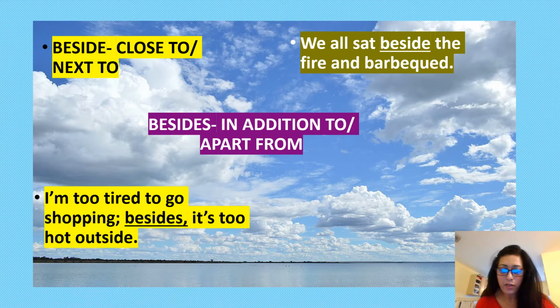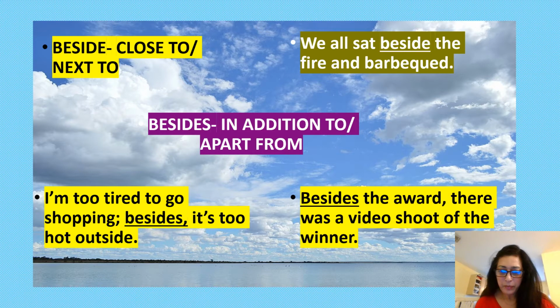Now, if you take a look at examples, I'm too tired to go shopping. Besides, it's too hot outside. So here, besides means apart from or in addition to. It does not mean close to or next to. Besides the award, there was a video shoot of the winner. Again, besides means in addition to. So this is the major difference between beside and besides.